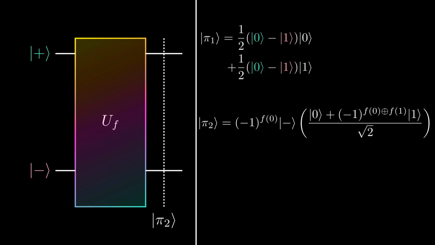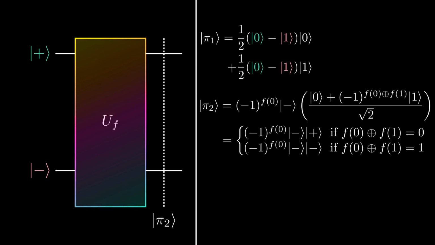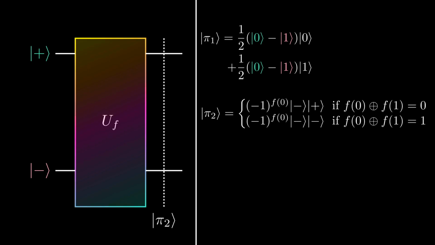This phenomenon is known as phase kickback. We can then pull the factor of -1 outside the sum. Notice that in this expression, we have f of 0 XOR f of 1 in the exponent of -1, rather than f of 1 minus f of 0, since the value of the -1 factor only depends on whether the exponent is odd or even. And thus we get the two following inputs depending on whether f of 0 XOR f of 1 gives 0 or 1.